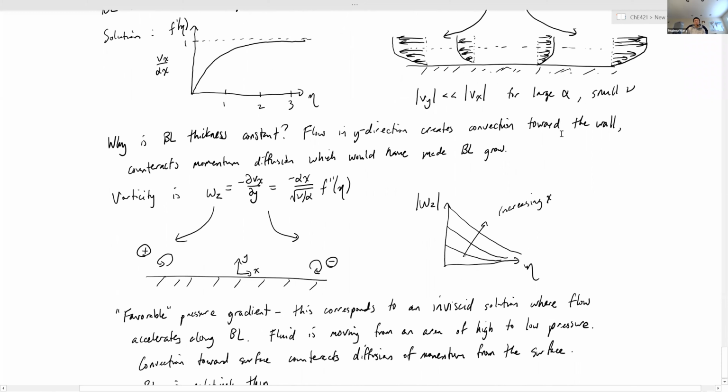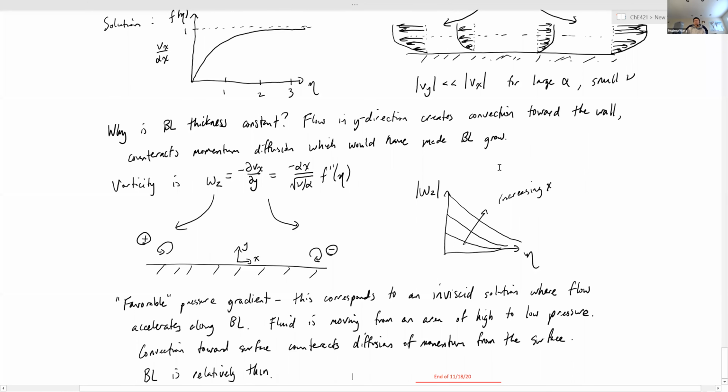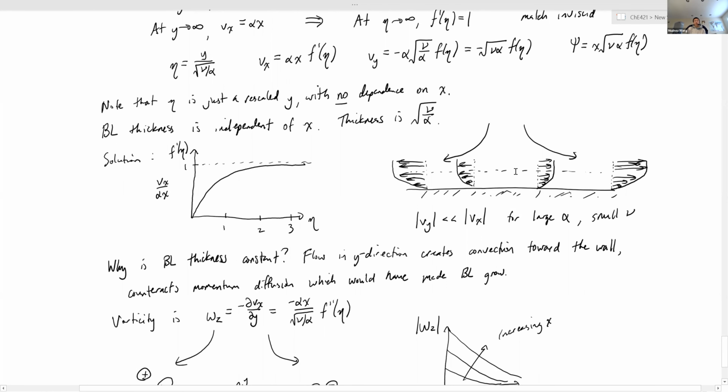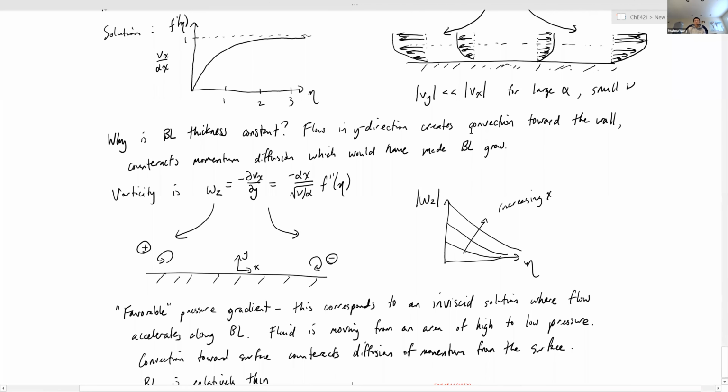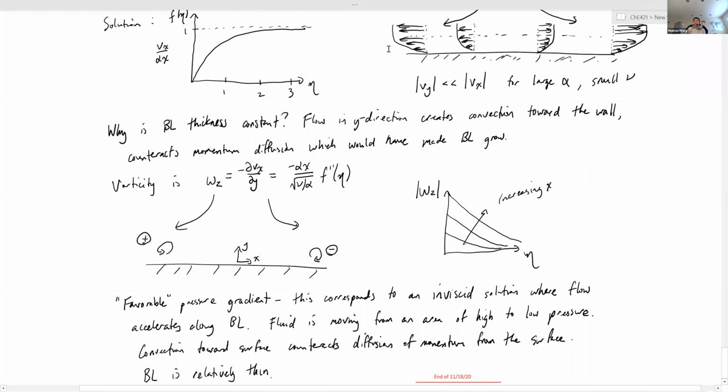In this case, we have a pressure gradient where the fluid is moving from an area of high pressure to an area of low pressure. And when that happens, you have this phenomenon where the boundary layer is thinner than what you might expect. The neutral case is the flow past a flat plate, where the boundary layer increases with the square root of x, right? In this case, because you're moving down a favorable pressure gradient, the boundary layer grows much more slowly than this as well.